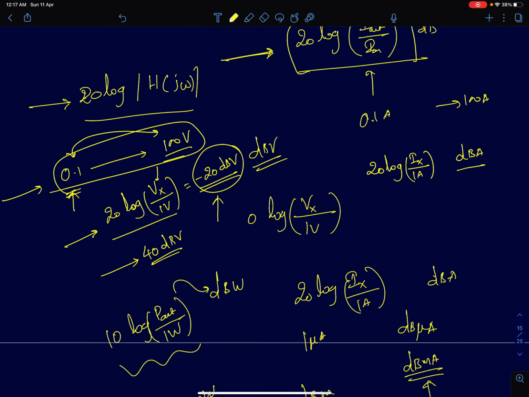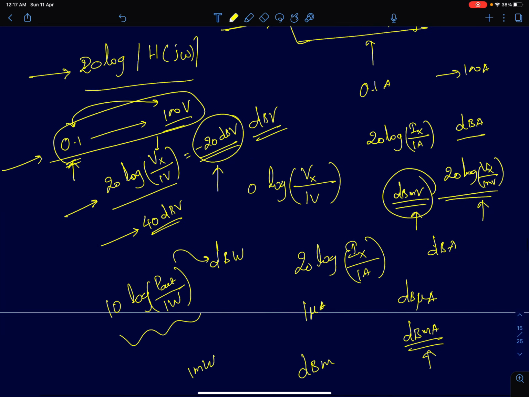Similarly, if you are dealing with smaller currents and smaller voltages, we can define dBmV, decibels with respect to a millivolt, where I define 20 log of Vx upon 1 millivolt. So the reference unit is 1 millivolt, and then I should write it as dBmV.